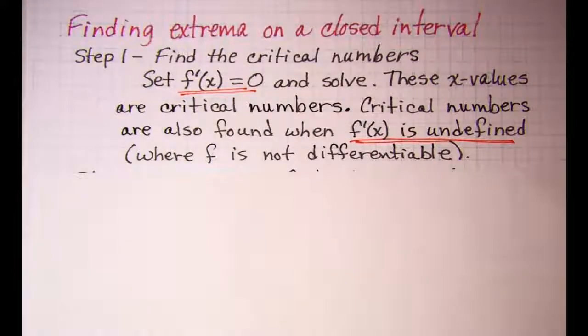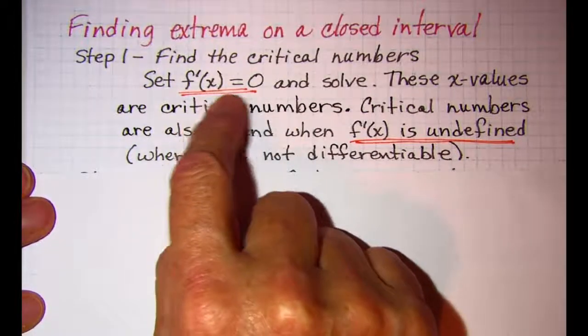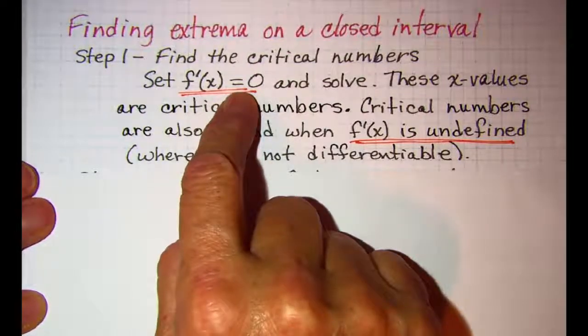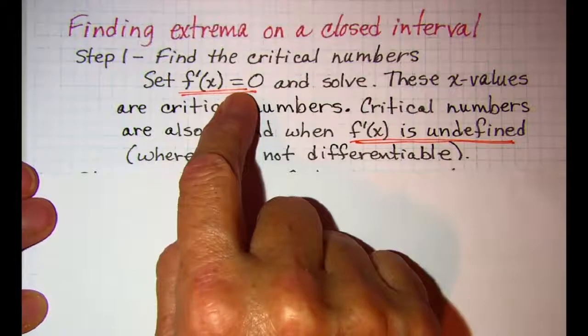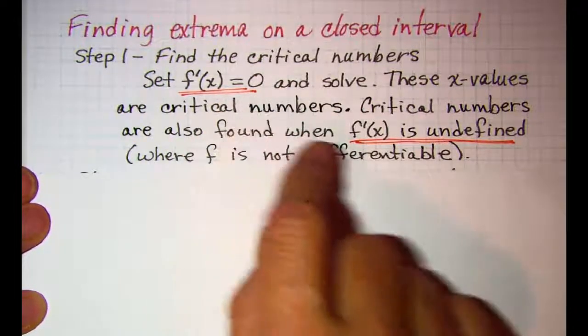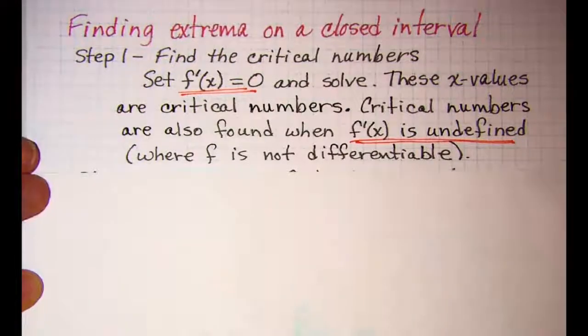In this video, we'll be finding the extrema of a function on a closed interval. Our first step is to find the derivative of the function and set it equal to 0. Then solve for x values, which we'll call critical numbers. We can also find critical numbers when the derivative is undefined.